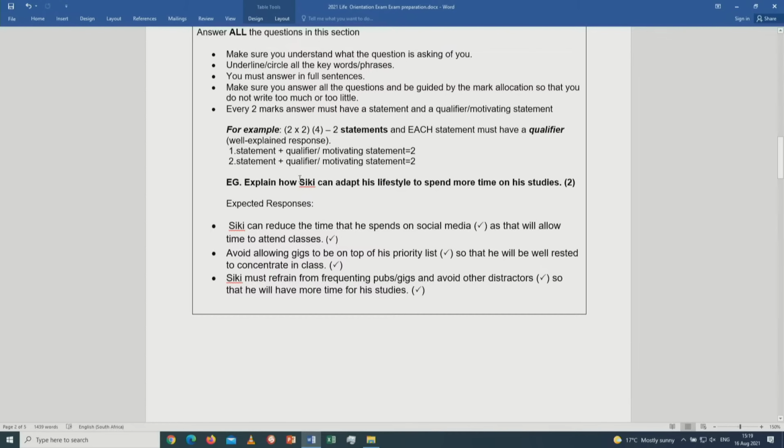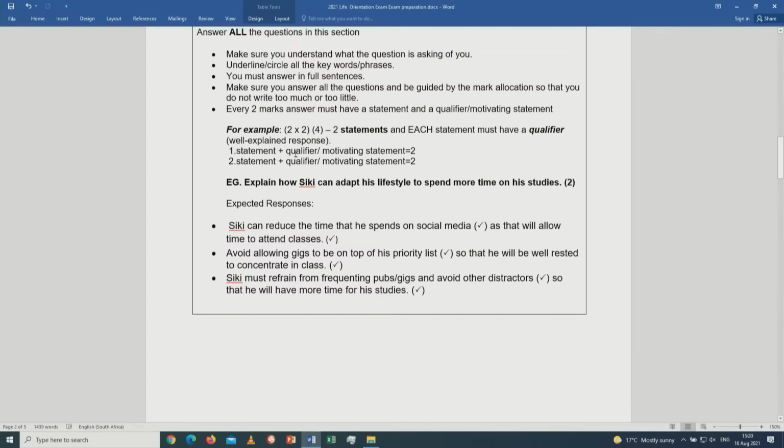Like I broke it down there, the statement will be 1 mark, and the qualifier or the motivating statement will be the 2nd mark. That will give you your first 2 marks within the 2. So 2 times 2 equals 4. It means there are 2 responses that you must give with their 2 motivating statements. That's how you'll get the 4 marks.